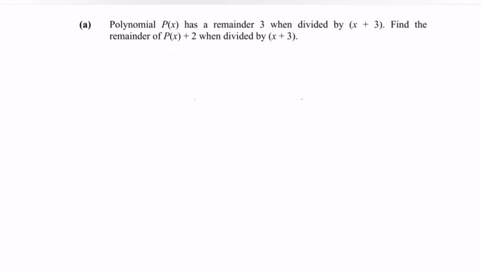Polynomial p(x) has a remainder of 3 when divided by x + 3. So now we have the info p(-3) = 3. Find the remainder of p(x) + 2 when divided by x + 3. So another info, we have (p(x) + 2) over (x + 3). The question asks us to find the remainder.